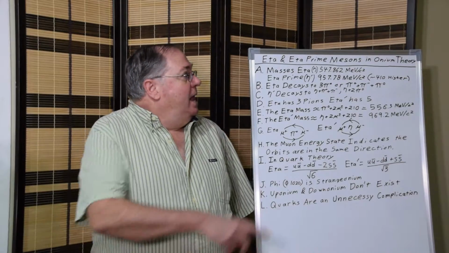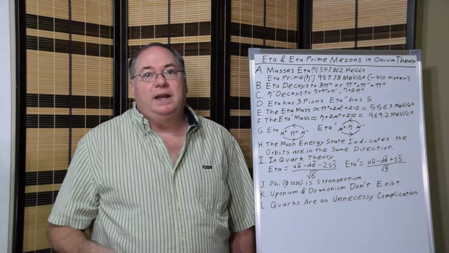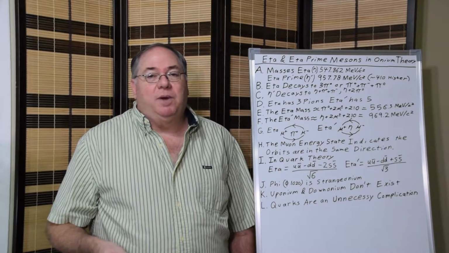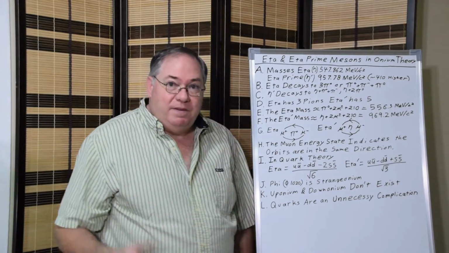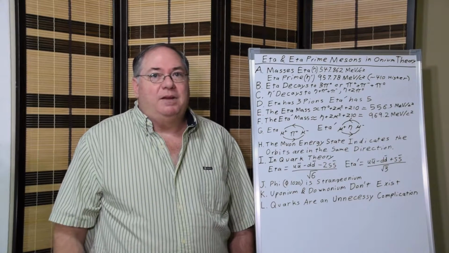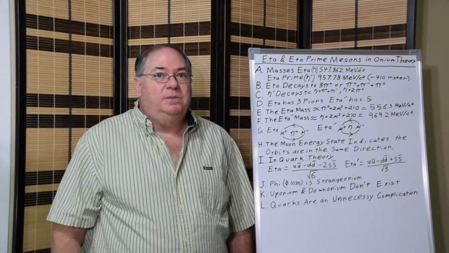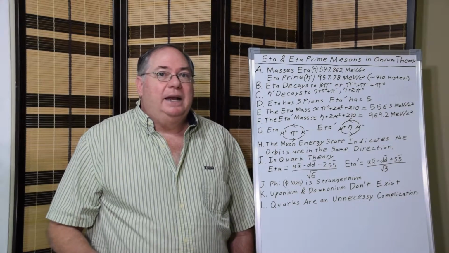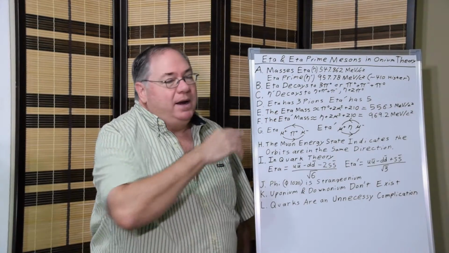To begin with, the Eta has a mass of about 548 MeV per c squared, while the Eta prime has a mass of approximately 958 MeV per c squared. It's a difference of about 410 MeV per c squared, so not a lot, and they appear to be related, and that's because of their decay products.